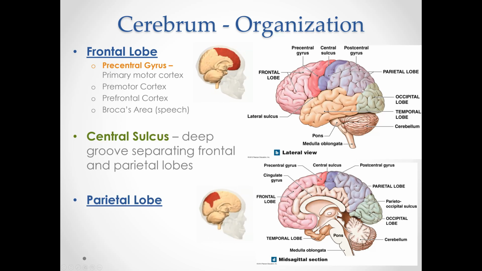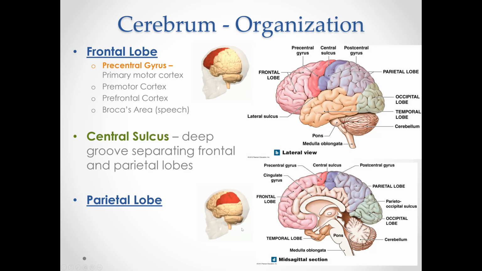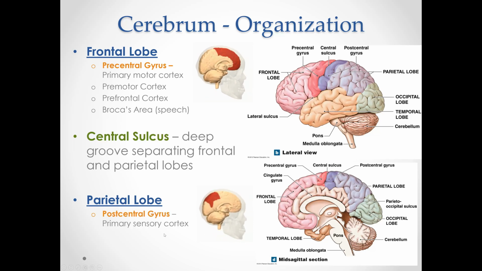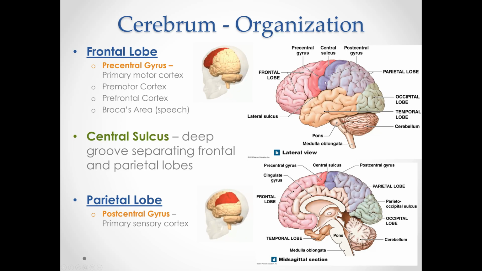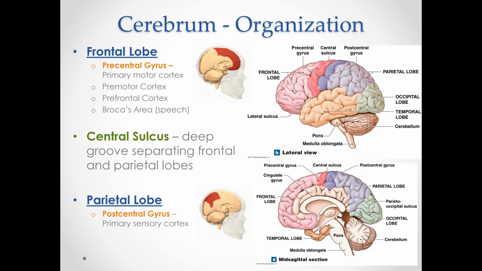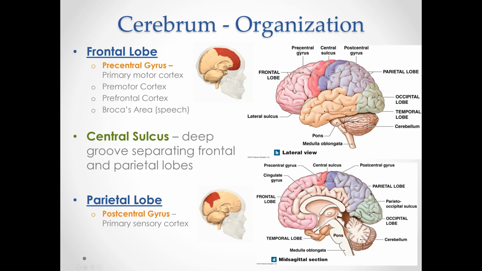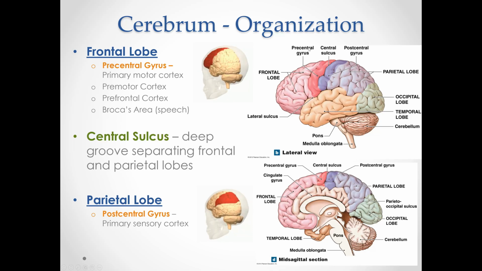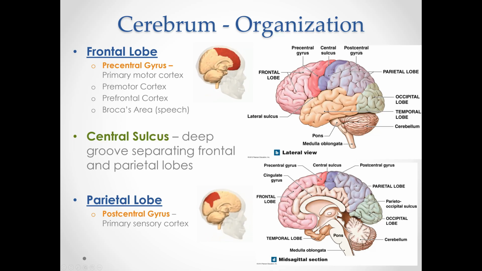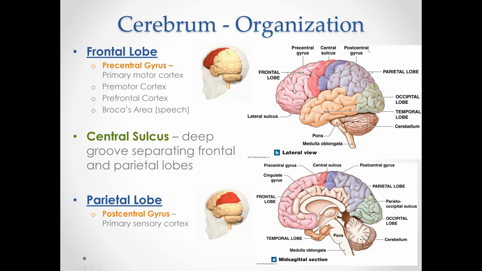And then in purple, we have the parietal lobe, also shown here in this little GIF animation. The other gyrus you need to know is the post-central gyrus, which is shown in dark purple. Now that you know that the line that separates the frontal lobe and the parietal lobe is called the central sulcus, the names of the gyri should make more sense. The precentral gyrus is the one in front of the central sulcus, and the post-central gyrus is the one behind the central sulcus.